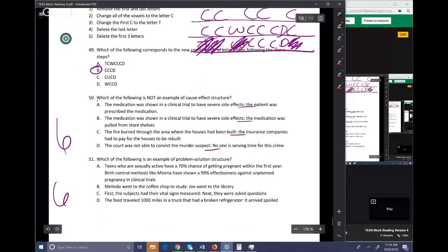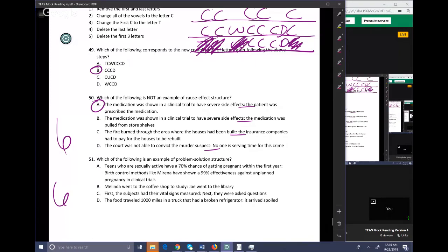The one that is not is A, because you could never assume that they're like, hey, this medication's dangerous. Let's give it to someone. So the one that's not is A. The other 3 you can use as examples of what cause effect looks like.